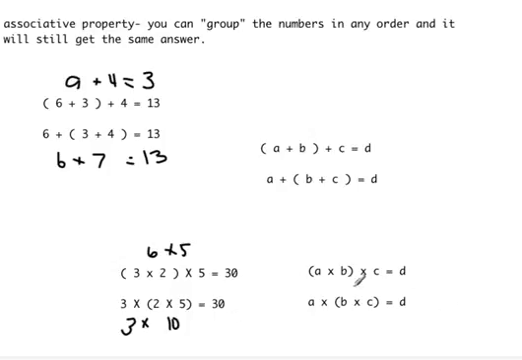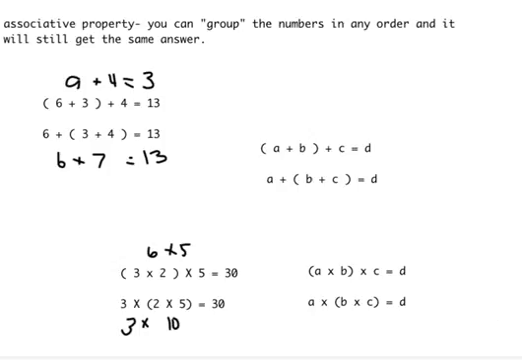And again, here's the algebraic form. A times B times C equals D. The associative property: you group the numbers in any order and still get the same number.